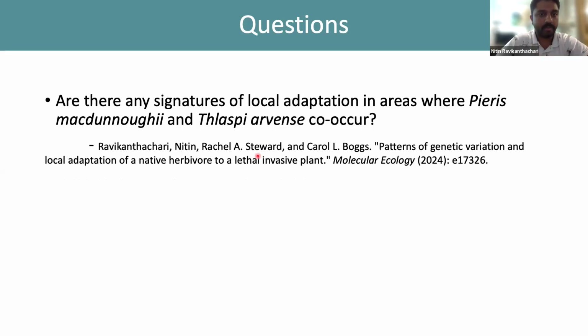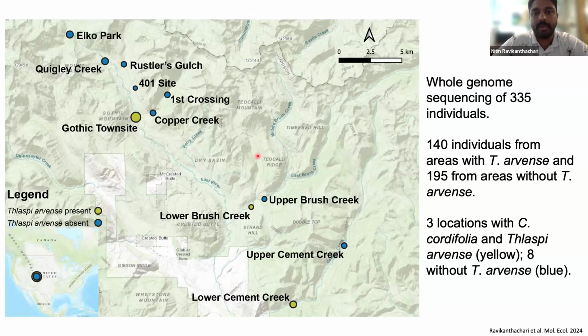So going to the first question, to understand if there are any signatures of local adaptation, what we did was a whole genome sequencing of about 335 individuals in the East River Valley in Colorado. We had about 140 individuals from areas where the plant occurred, and about 195 individuals from areas where the plant did not occur. The three regions colored in yellow are the regions where both the native plant and the invasive plant occur. And the eight sites colored in blue are areas where only the native plant occurs and there's no invasive plant.